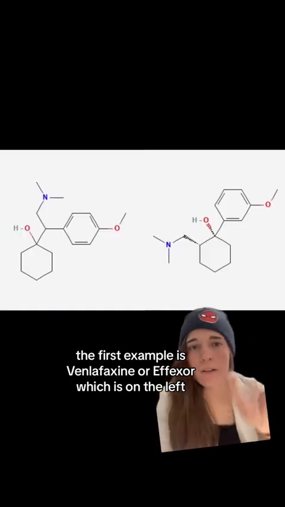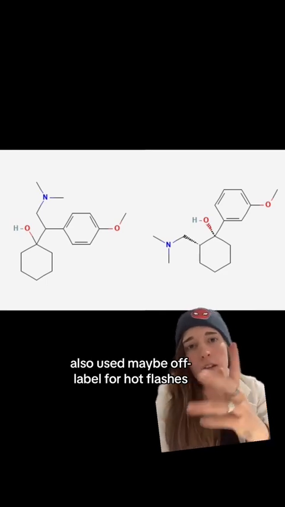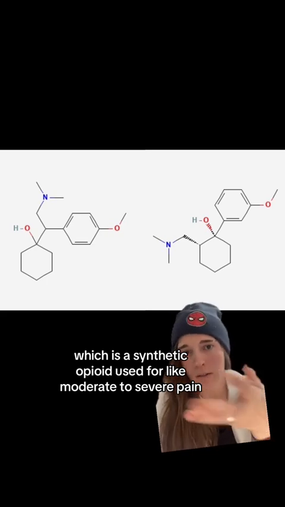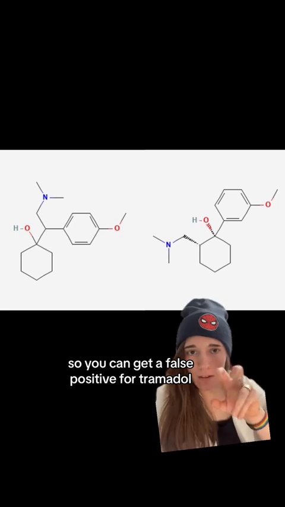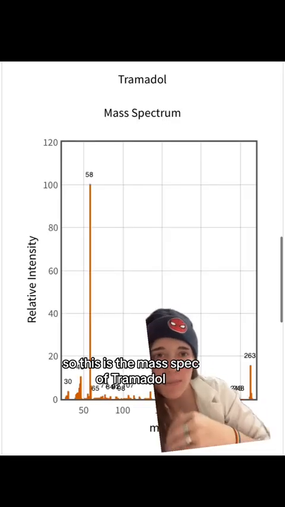So first example is venlafaxine or Effexor, which is on the left. It's used for major depressive disorder and some anxiety disorders. It's also used maybe off-label for hot flashes. On the right, we have Tramadol, which is a synthetic opioid used for moderate to severe pain. It's a Schedule IV controlled substance in the US. So you can get a false positive for Tramadol when you're on something like venlafaxine. That's possible.